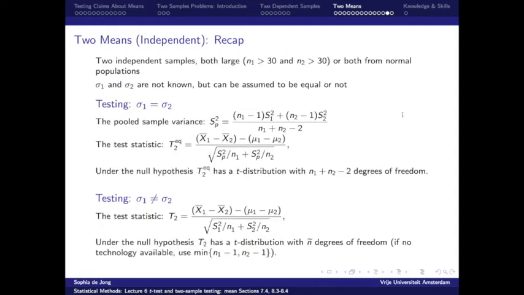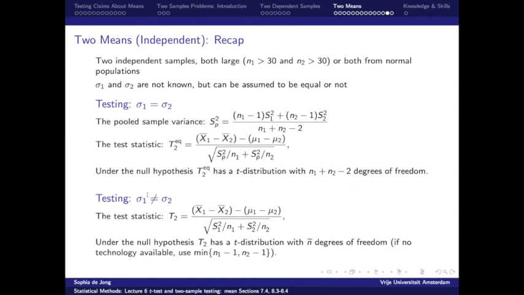This is the independent case. We consider two cases: the case where the population standard deviations are equal and the case where they are not equal. In case you can assume that they are equal, then we use this test statistic, which is based on the pooled sample variance, which you can compute by this formula. Under the null hypothesis, this test statistic has a t-distribution with n1 plus n2 minus 2 degrees of freedom.